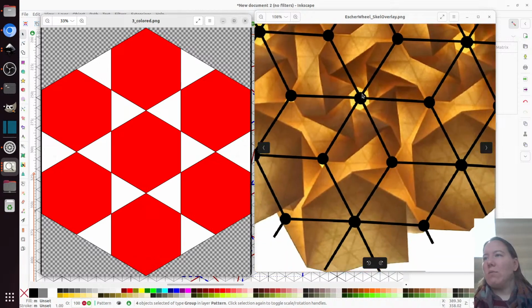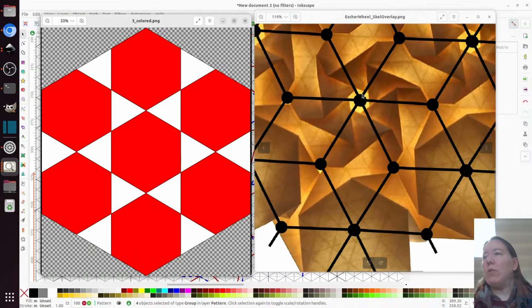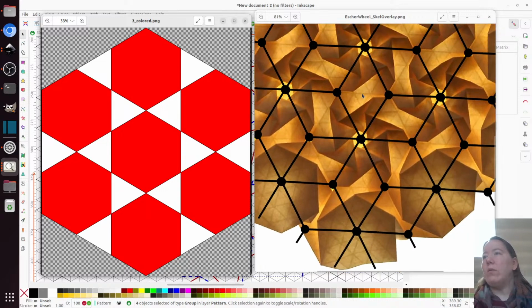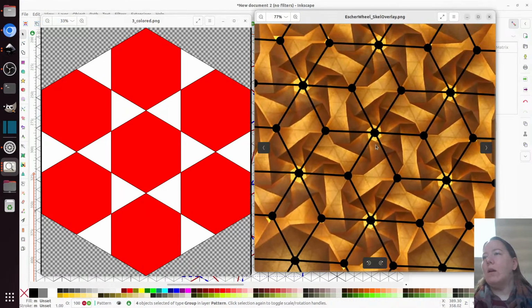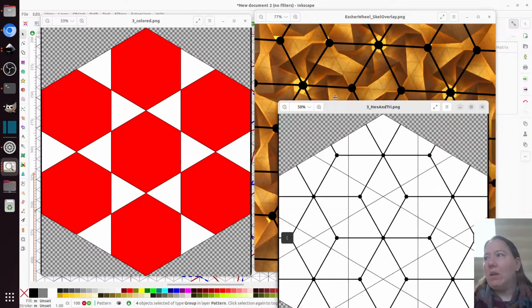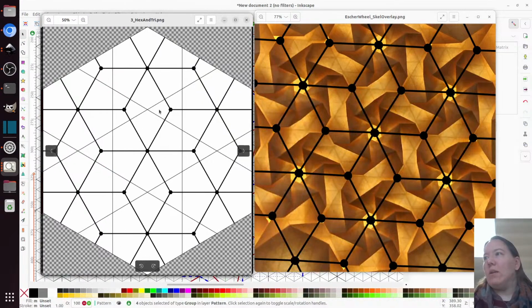If I remember which keyboard shortcut is Zoom, there we go. There we see more of this structure. And if we wanted to take a look at the skeleton for that structure, we can see that it does indeed match.